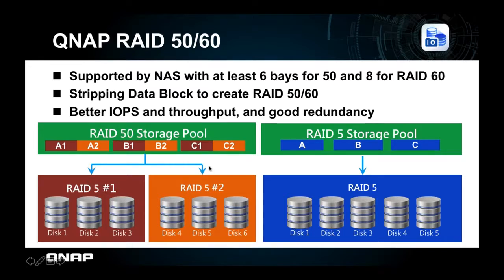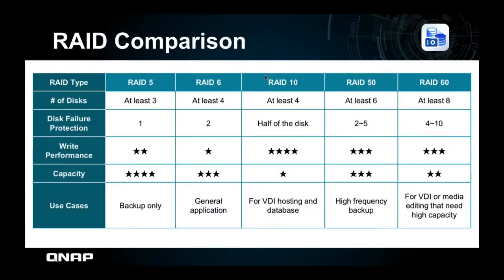Now for RAID 50, you need at least 6 drives. And for RAID 60, you need at least 8 drives. And RAIDs 50 and 60 offer better IOPS and better throughput while still offering good redundancy.